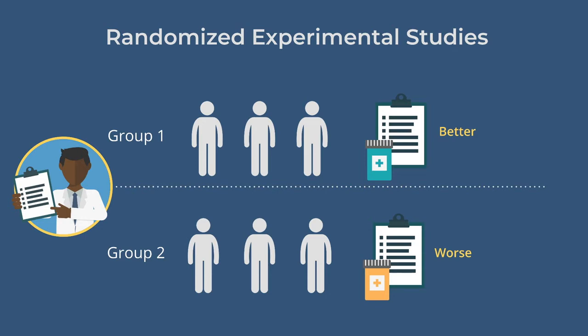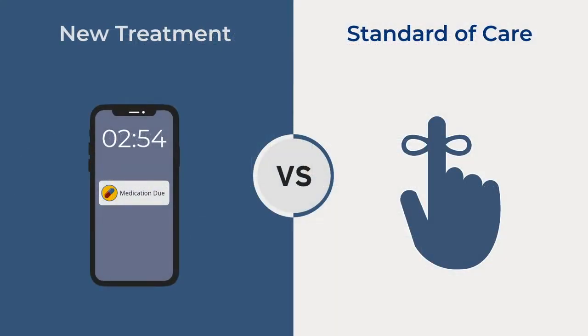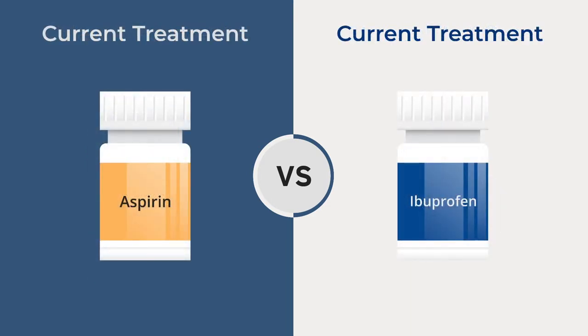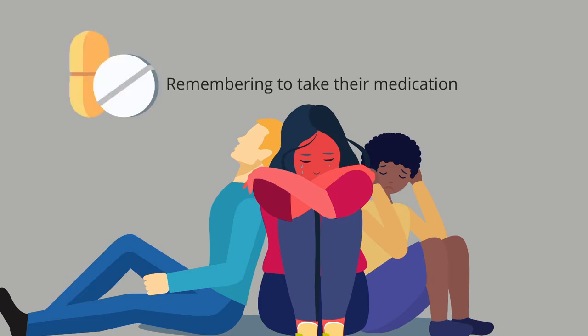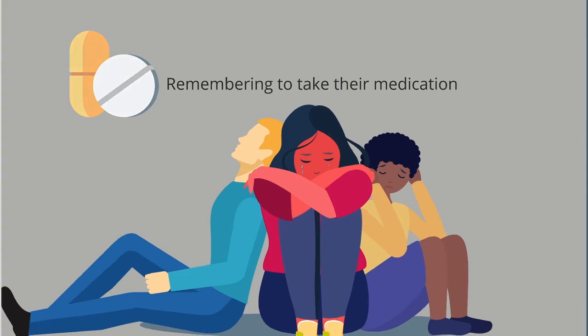Such experimental research designs may be used to compare a new treatment approach to an existing standard of care, or they may compare existing interventions to determine which is optimal. Let's consider an example of a study that examined ways to help college students with depression. One of the challenges for students with depression is remembering to take their antidepressant medication.